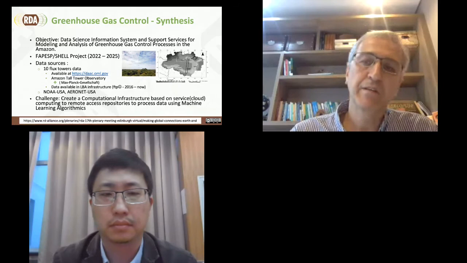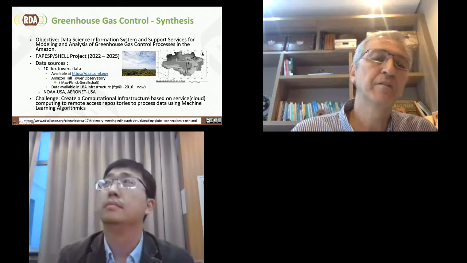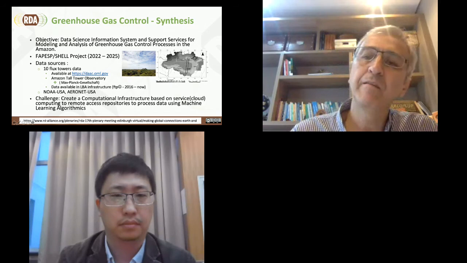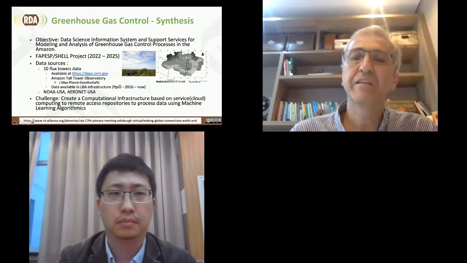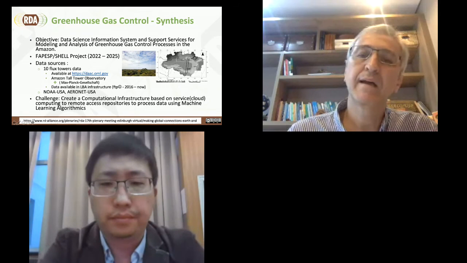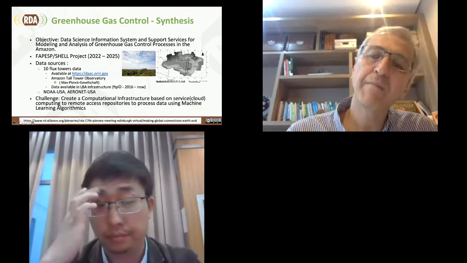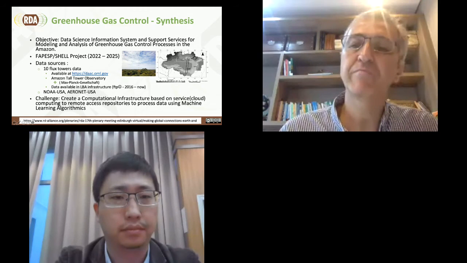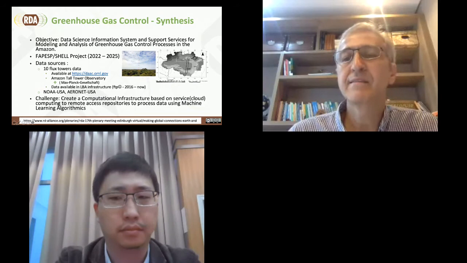So this project is aggregating a lot of data from flux towers. This is the map where you can see different flux towers. This is the Amazon area here in the north of Brazil. We have frontiers with different countries like Peru, like Venezuela. There are many countries here. This is part of Amazon, but most of the Amazon is part of the north region of Brazil. We have 10 flux towers that are collecting data since 1999.